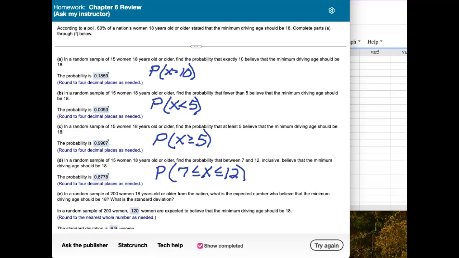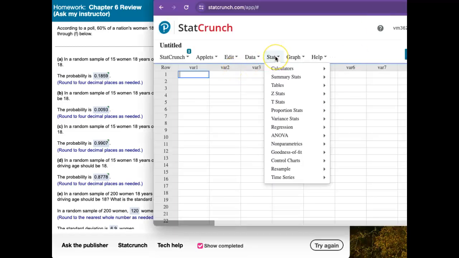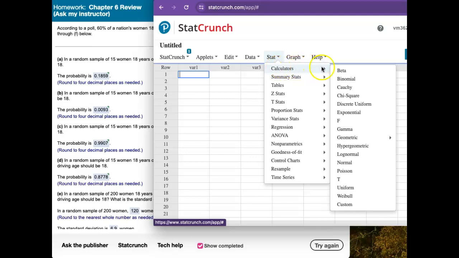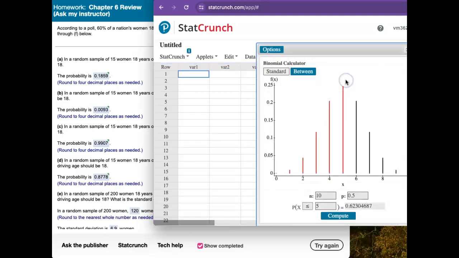Now, each one of these problems is a binomial problem. So what I would do next is I would come over here and bring up StatCrunch. And then I'm going to plug each one of these statements in. So under Stat, Calculators, we're looking for the binomial calculator.